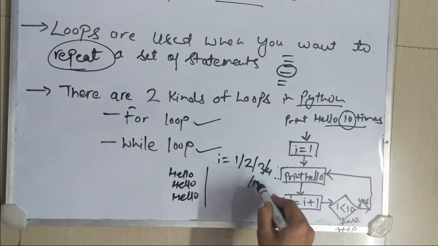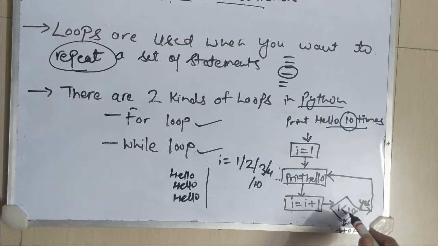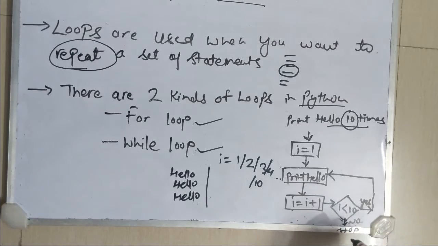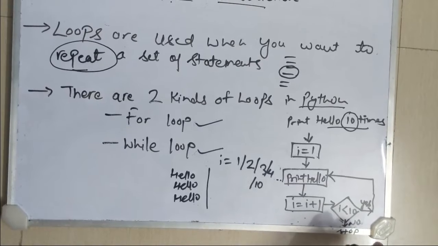Once the value of I becomes 10, 10 is not less than 10. 10 is equal to 10. So in that case it is going to stop. In this program we are ending the execution. In a normal program you may continue with your normal code.